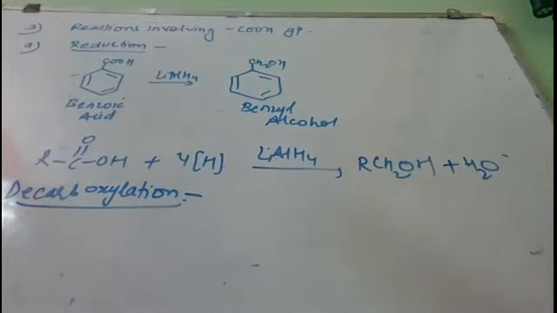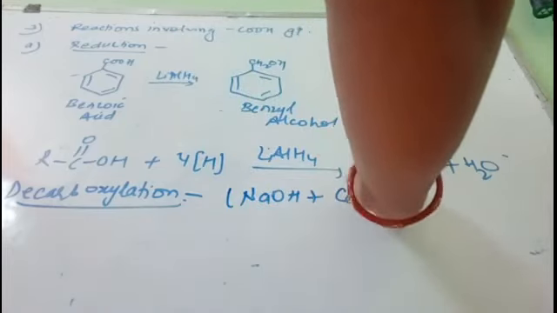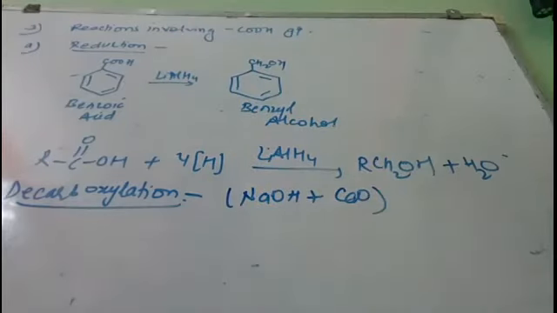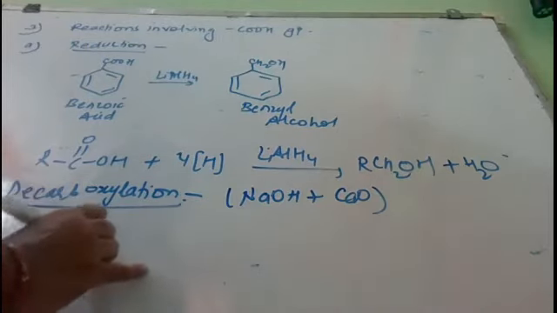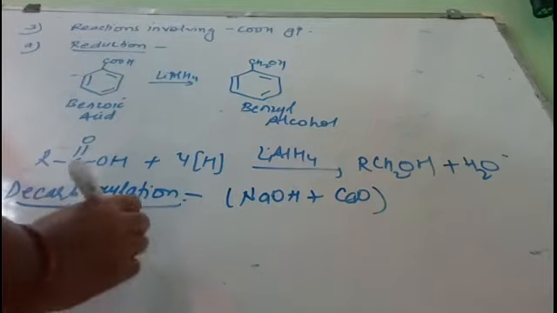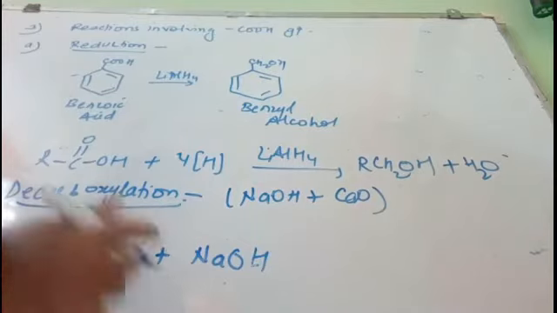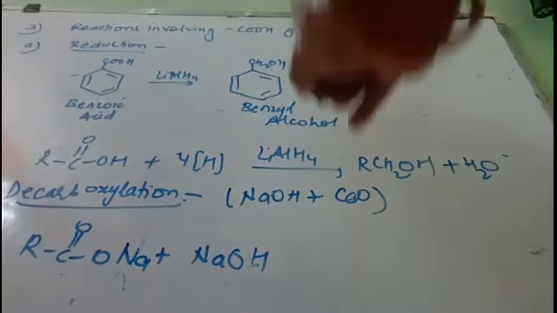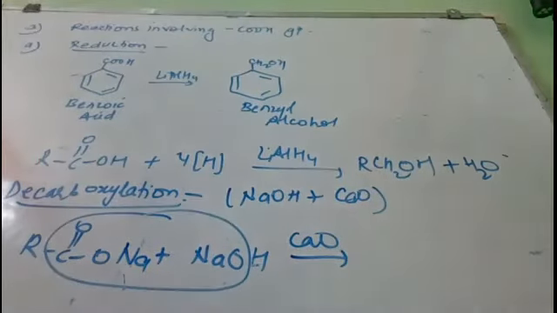Decarboxylation means this carboxylic group will be removed, and it will be done in the presence of soda lime. Soda lime is sodium hydroxide plus calcium oxide. The mixture is known as soda lime. So when carboxylic acid is treated with soda lime, hydrocarbons are formed. Right? See the reaction. But here we will take sodium salt of carboxylic acid, and we will treat it with soda lime.